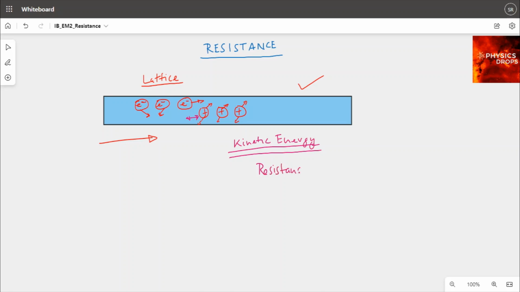This kinetic energy transfer is called resistance. In other words, when these charge carriers or free electrons move about a metal, the more the collision and kinetic energy transfer, the more is the resistance.